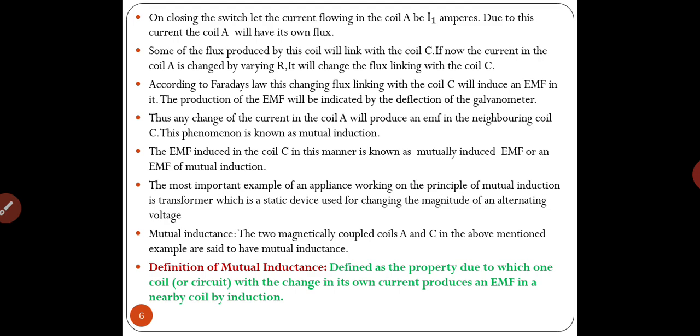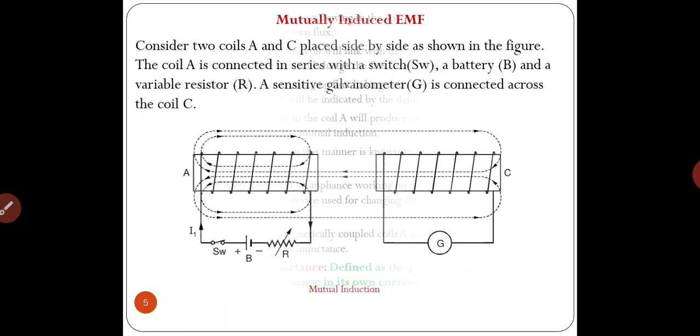Mutual inductance: the two magnetically coupled coils A and C in the above-mentioned example are said to have mutual induction. As we have seen in this figure, there are two coils A and C, and we have understood by the procedure that the flux produced by current I in the coil A will link with the coil C, and an EMF is induced with the changing current in the coil A. Because of the changing current by varying the resistor, an EMF is generated in coil C, which is seen with the deflection of the galvanometer.